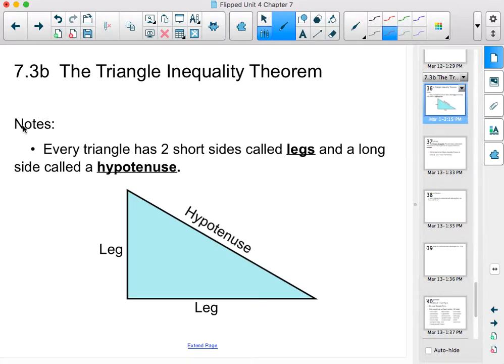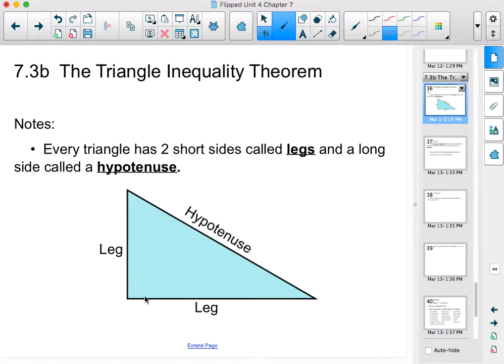So, first note, every triangle has two short sides called legs and a long side called a hypotenuse. Think about it. You have two legs, so does a triangle. The hypotenuse is a long word, and that goes on the long side. You have a triangle like this at the top of page 6 in your notes, so please make sure you label those three parts to it.